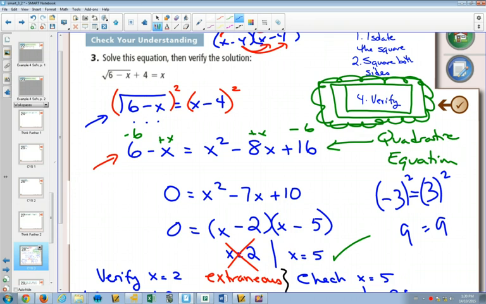Check what happens when I plug in 2. 6 minus 2 is 4. Square root of 4 is positive 2. But 2 minus 4 is negative 2. So at that point, they weren't equal, but when you square both sides, they would become equal. So that's the reason we always have to verify with square root equations, because you could have had two things that aren't equal become equal after squaring both sides. So we have to check to make sure that they work.